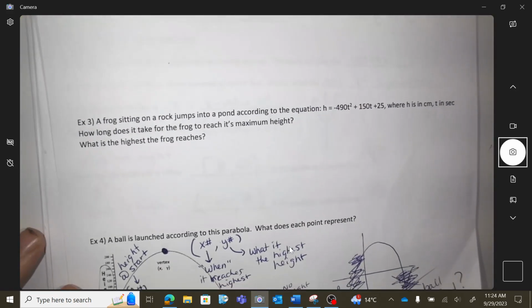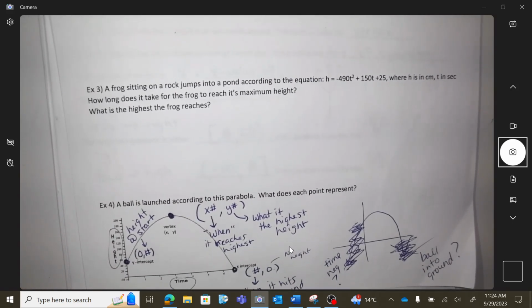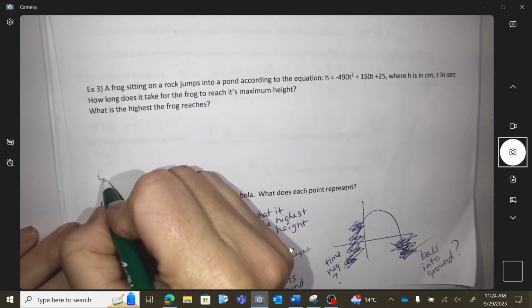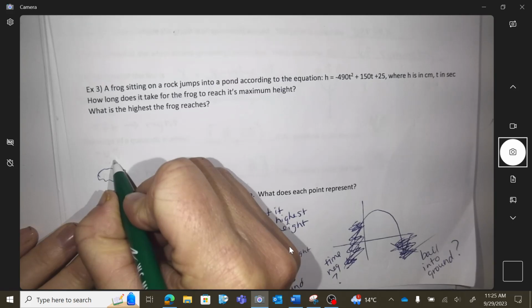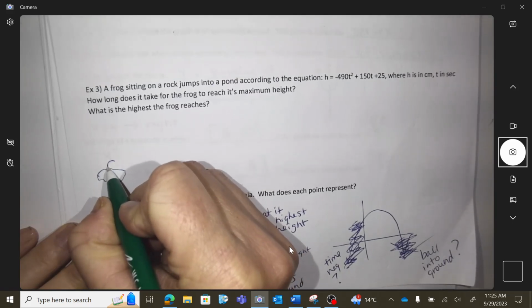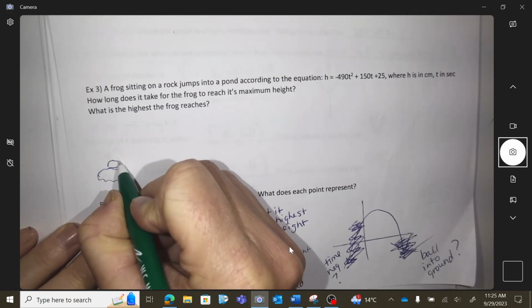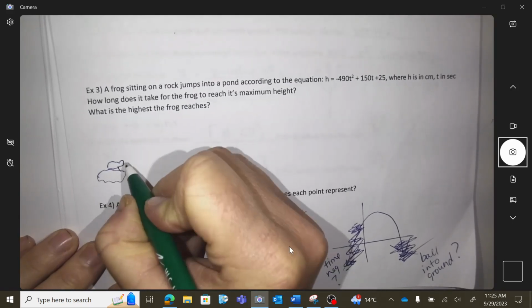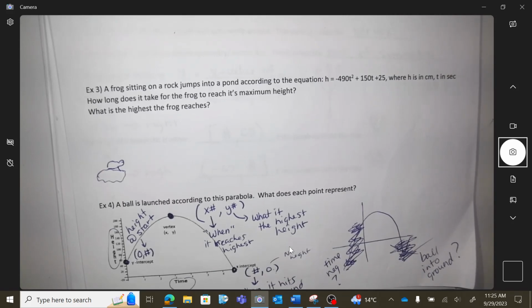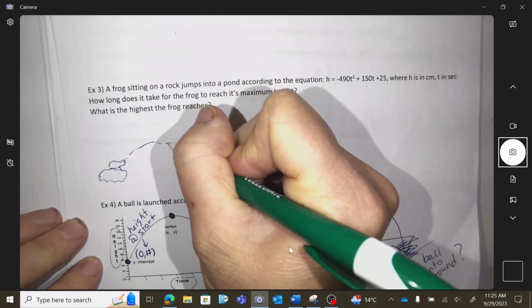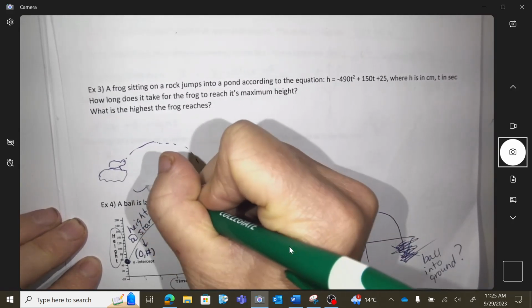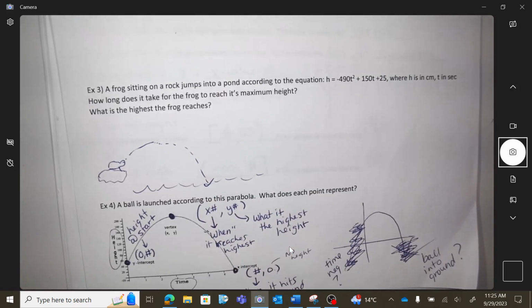Okay, number 3. You have a frog, and it's sitting on a rock. You ready for my amazing drawing skills? What does a frog even look like? There we go. There's my frog. Not bad. Frog. And then it jumps into a pond. So a frog would jump. Hopefully it jumps upward, and then it lands in the water.